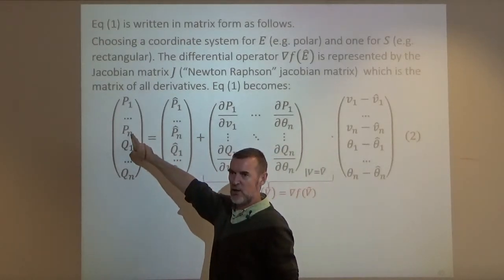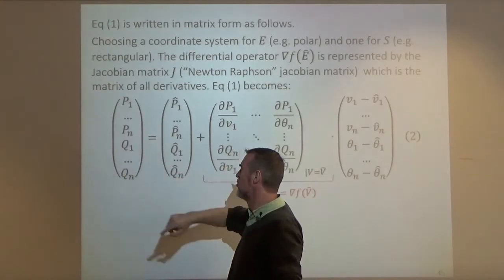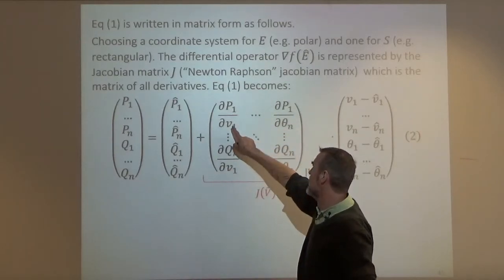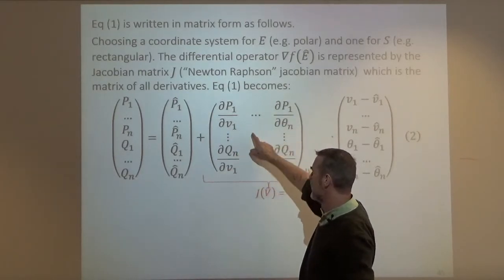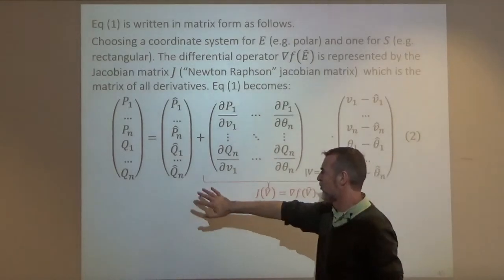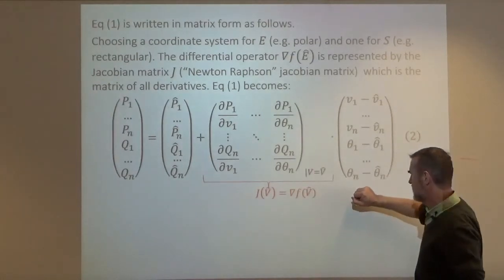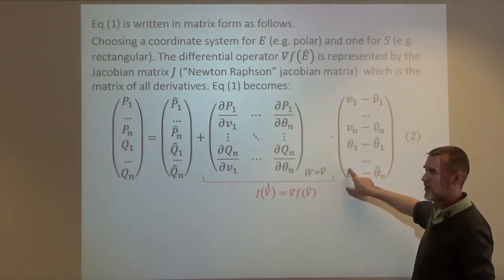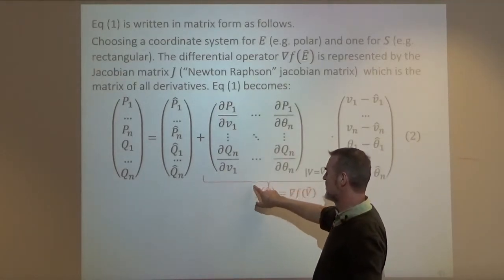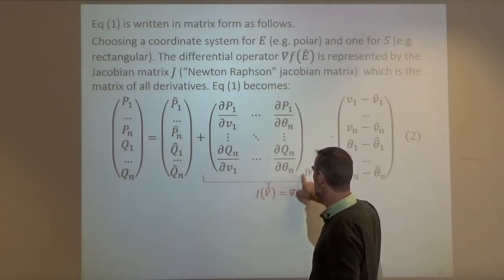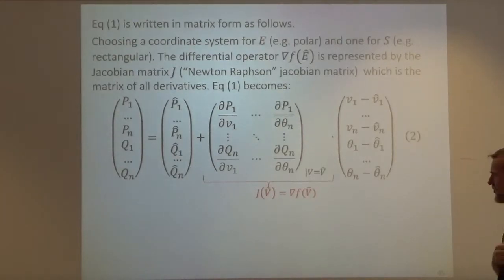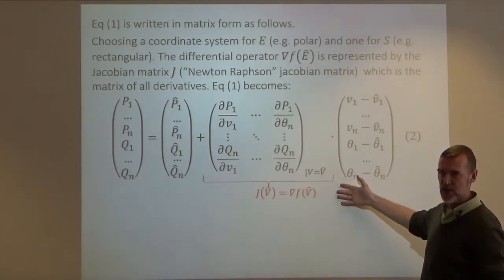I put the rectangular coordinates by putting first the P's and all the Q's. So that means the first line is the derivative of P1, the first coordinate, with respect to all the variables. Now the variables are, here I'm using rectangular coordinates for power and polar coordinates for the electrical state, V and theta, which are the things that work best for this approximation. Then this is the matrix that I'm interested in. This is the matrix of the derivative. And this is a linear relationship.